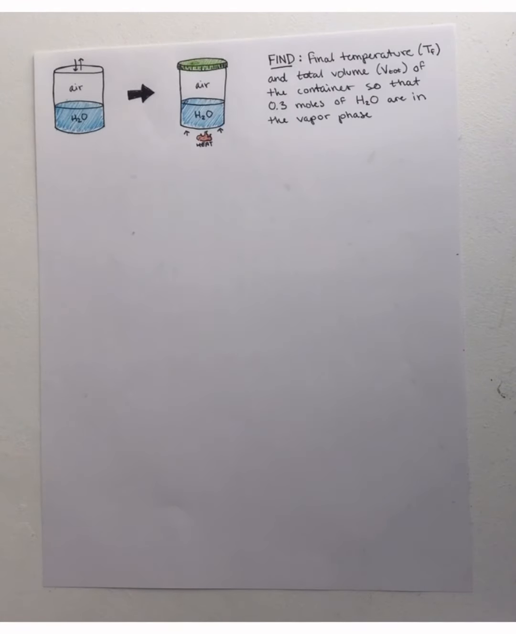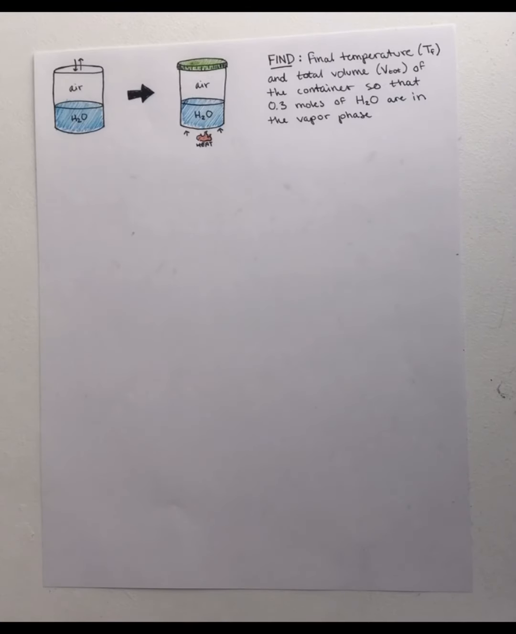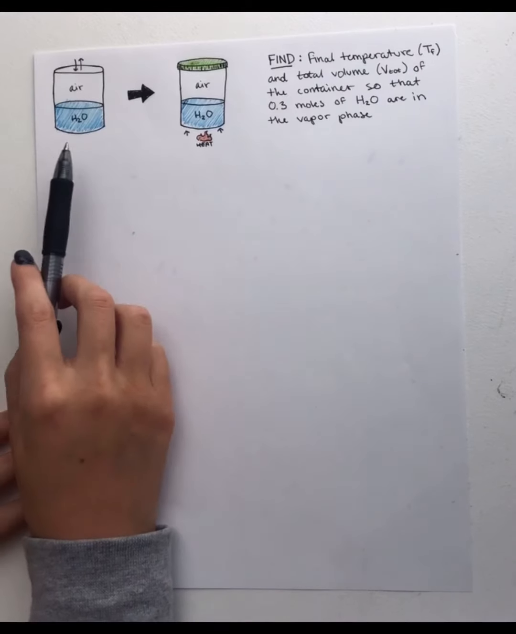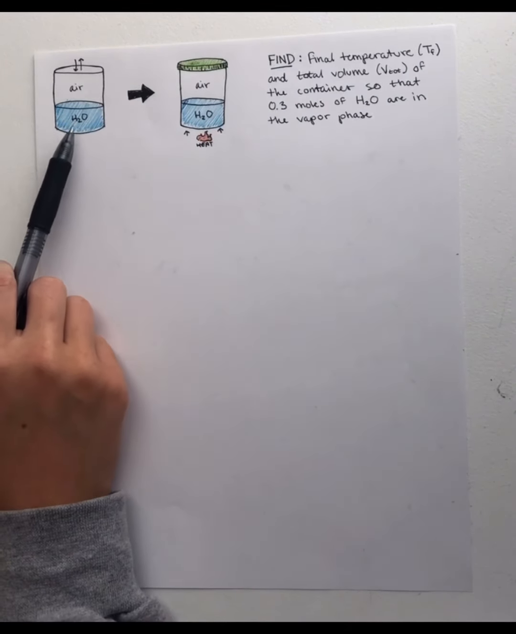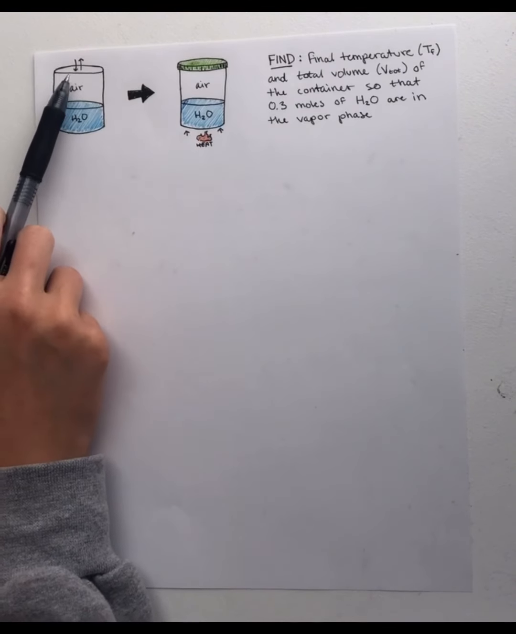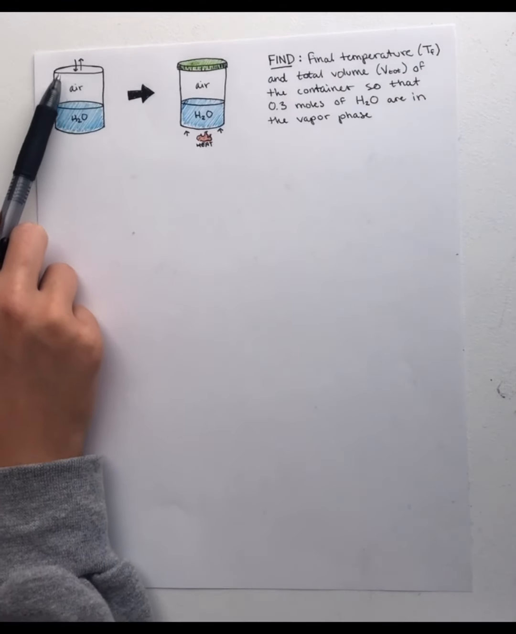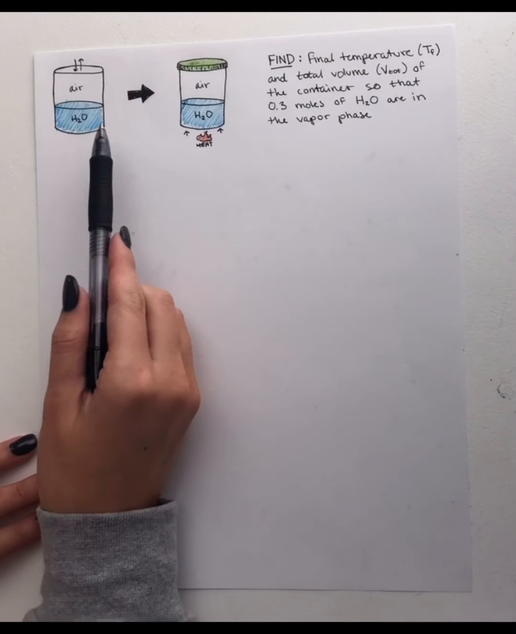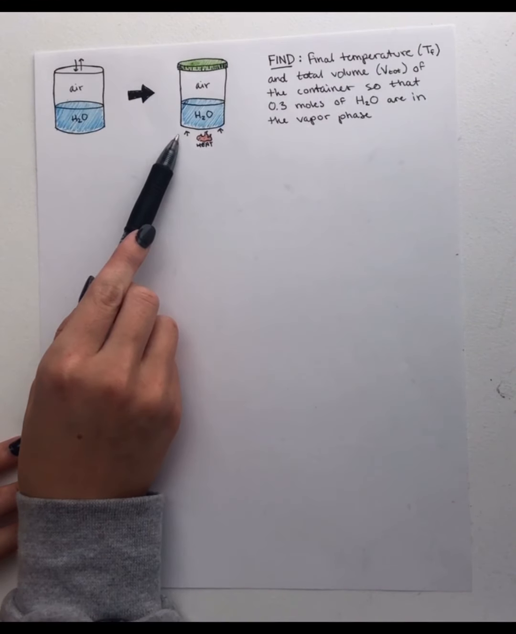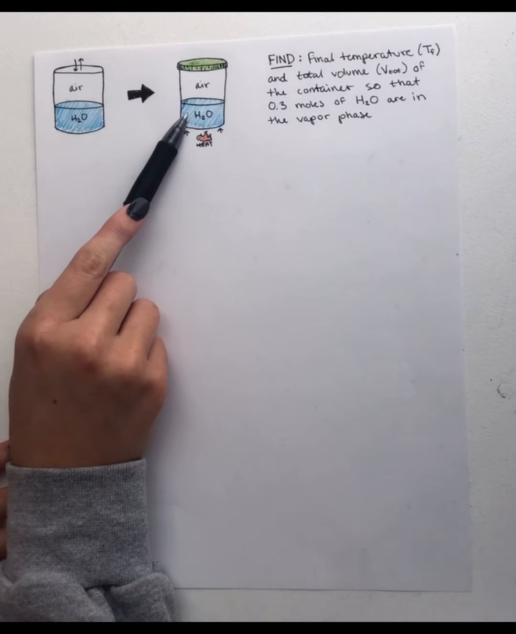Alright, hello and welcome to the first part of this series where we're going to be solving for temperature and volume values in a closed water-air system. First, what I have drawn here is a container that contains air and water, and this is an open container, so these arrows up here indicate the fact that the air can leave and come in as it will. And then over here we have a closed container, still containing only air and water.